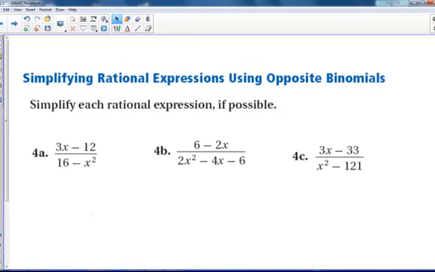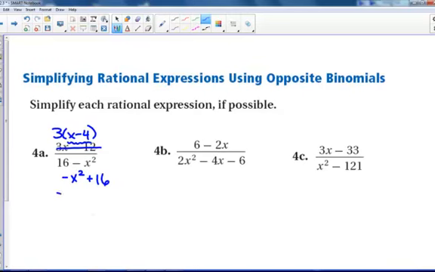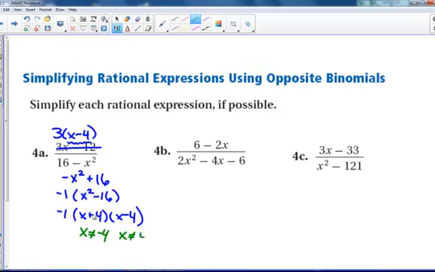Last 3 problems. First step, factor. Now, I know that I want to get an x minus 4. I'm going to rewrite this as negative x squared plus 16. Then I'm going to take a negative 1 out to get x squared minus 16. And then I'm going to factor that. That's the difference of squares. So my excluded values are that x cannot equal negative 4 and x cannot equal positive 4.